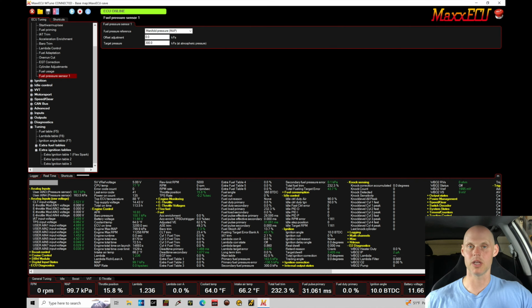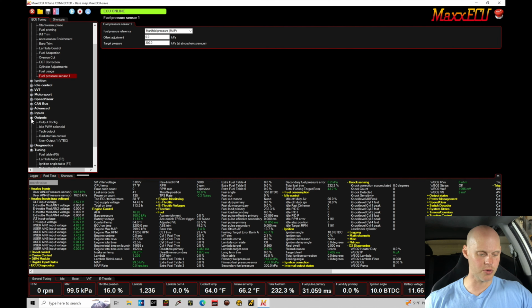Again, this is going to be looking at our fuel pressure relative to atmospheric. It calculates what's known as a differential fuel pressure calculation. This looks at manifold pressure, this looks at fuel pressure, and it figures out our pressure differential, which it can use in our fueling calculations. We have that enabled with our fuel pressure sensor, so it's important that we set this right.